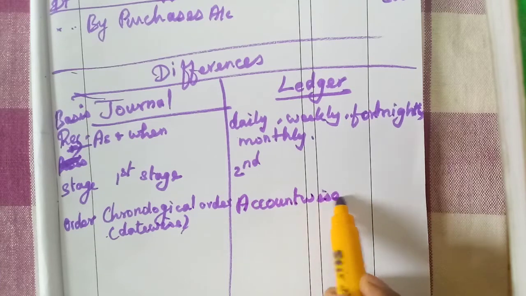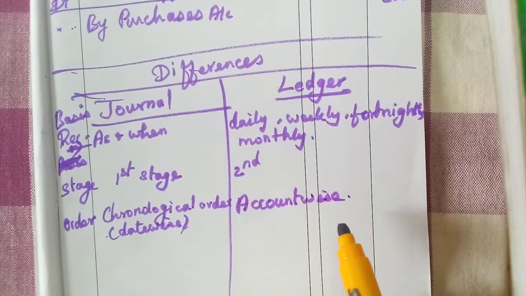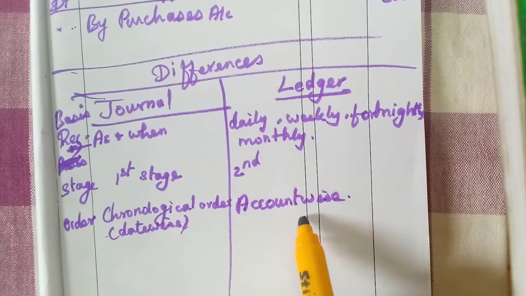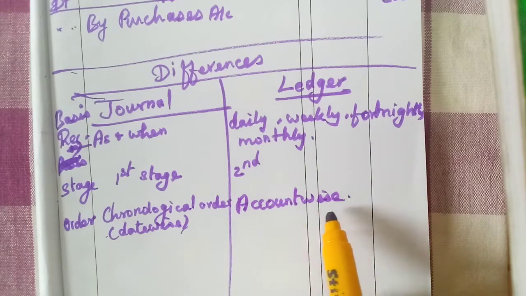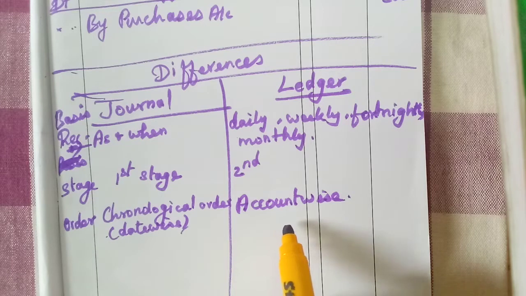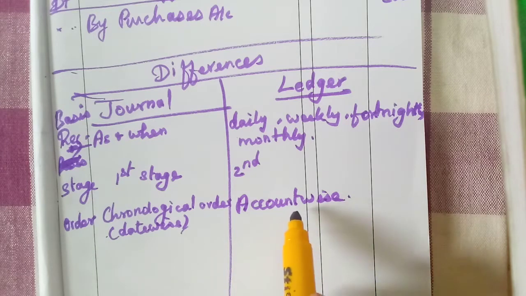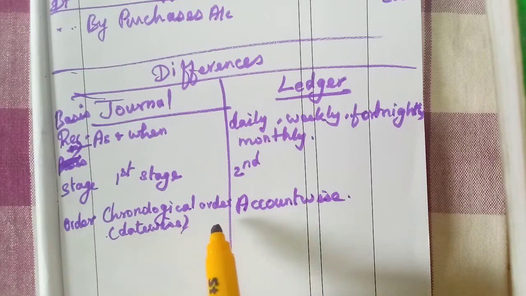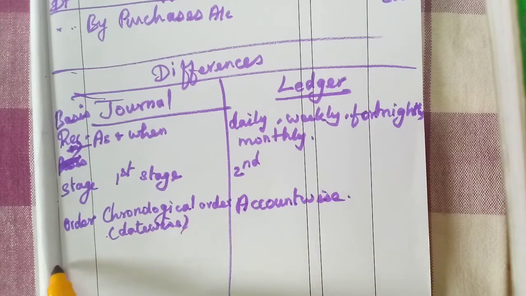Cash account, we will enter all the cash-related items in the cash account. Then our salary, meaning expenses, we will enter that one. So in that order, account wise order, we will prepare ledger accounts, but journal entries are made on the basis of chronological order.